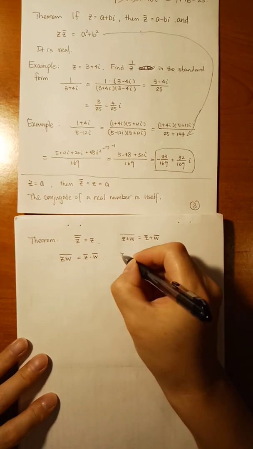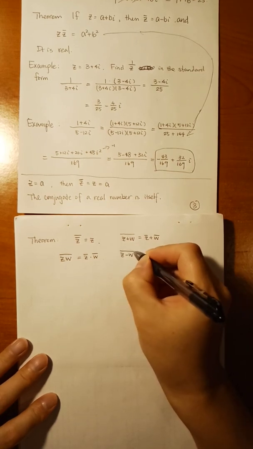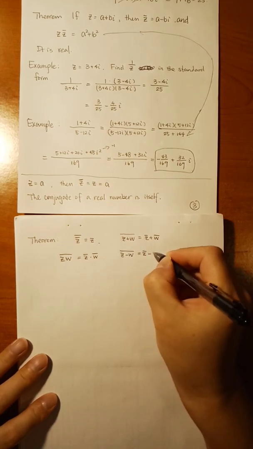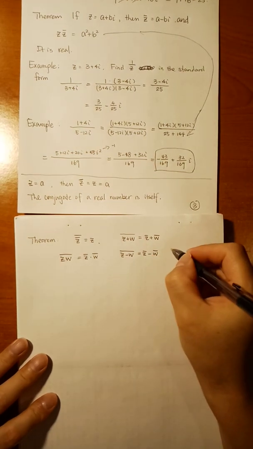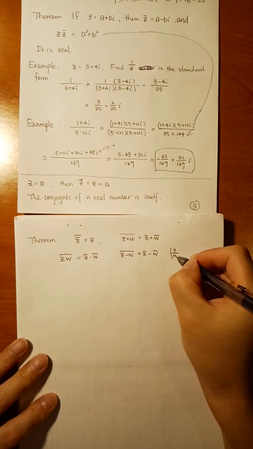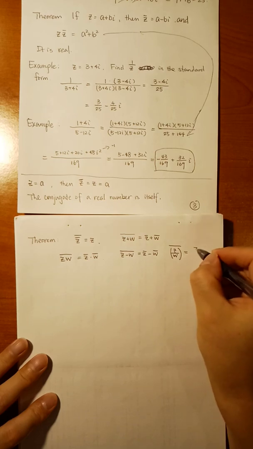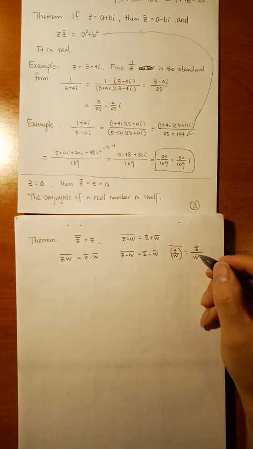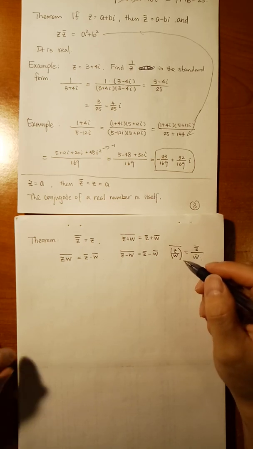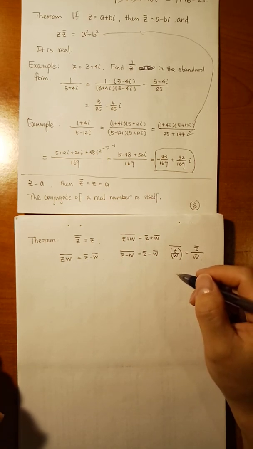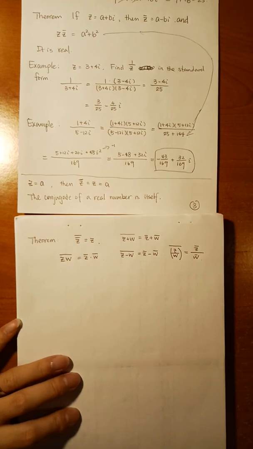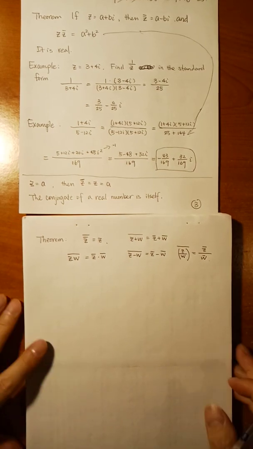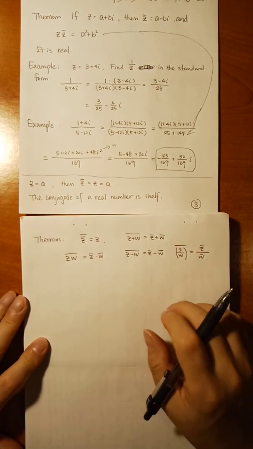So let's put it here. Difference is correct. Complex conjugate also works very well with a quotient. So that's theoretical stuff.